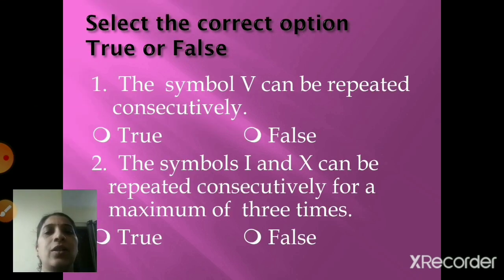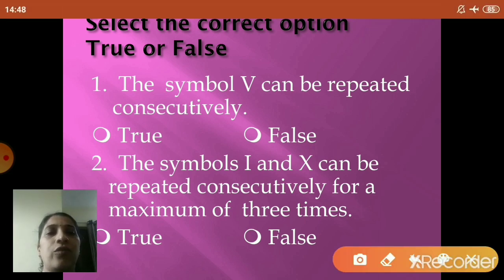Select the correct option, true or false. So what is the question? You have to say true or false. The symbol 5 can be repeated consecutively. So remember children, I had told you the rules. What was in the rule? That the symbol 5 is never repeated consecutively, whereas what is given here says it can be repeated consecutively. So what will be your answer? You will select false.